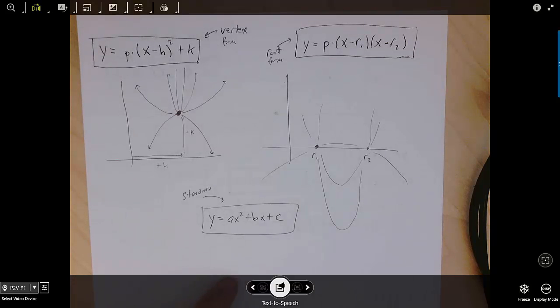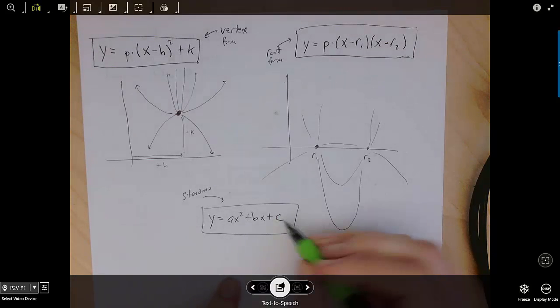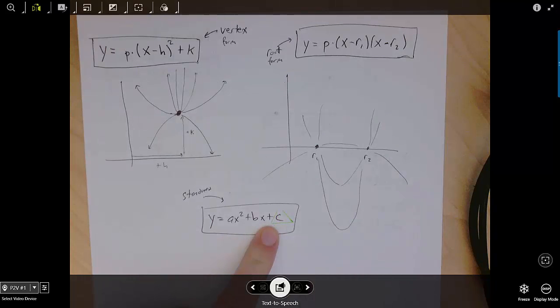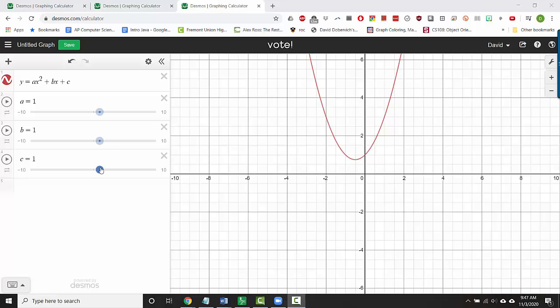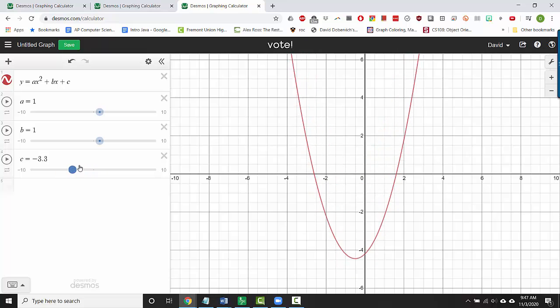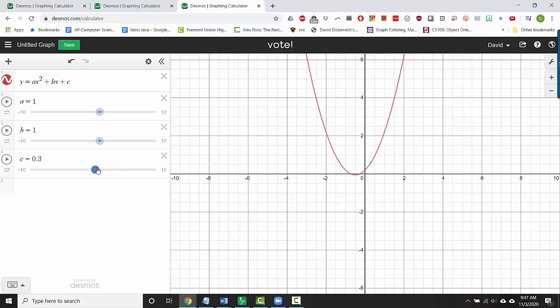Last is standard form. In standard form, actually, we do know how to interpret that last parameter. We know that that's the same thing as the vertical shift, which is the same thing as the y-intercept. So you can see as I shift the c slider, nothing's changing about the shape of the parabola except the y-intercept. So it's really just shifting it up and down.